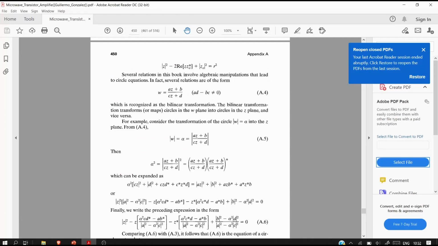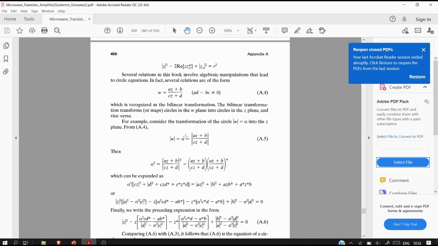You see the equation A5. So you see this equation. Here, in this equation, we have alpha, and alpha for us is 1. Let me explain from here how we come to a circle equation.